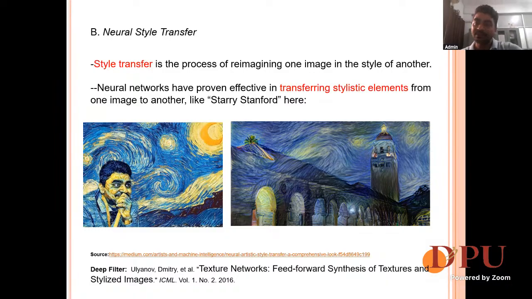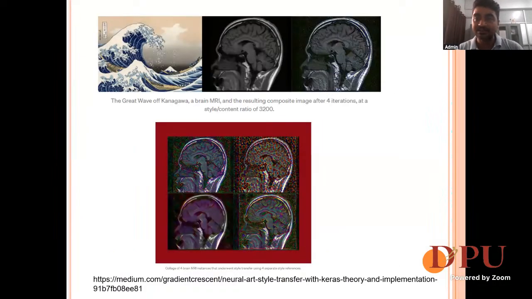So in this way, you can also increase your data size. So these are few techniques. This is one, say for example, Kanagawa wave. You are imposing that whole wave into an MR image, and the MR will give different more synthetic images. You can increase the volume of the data.